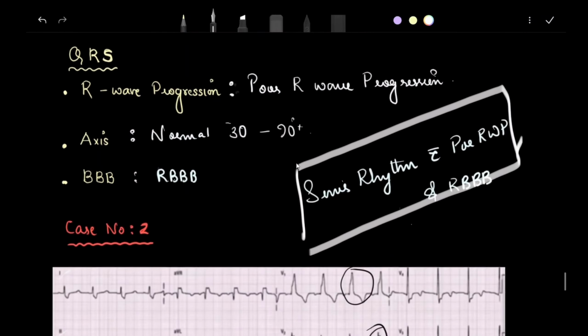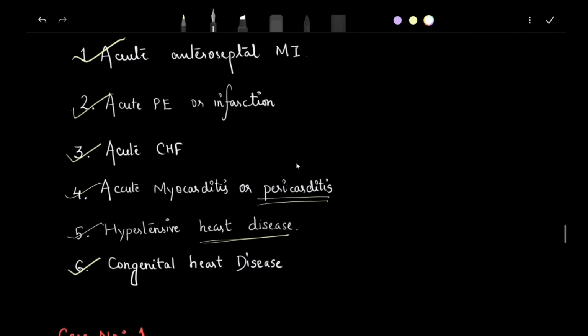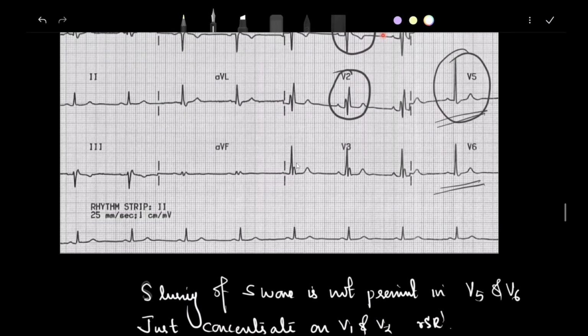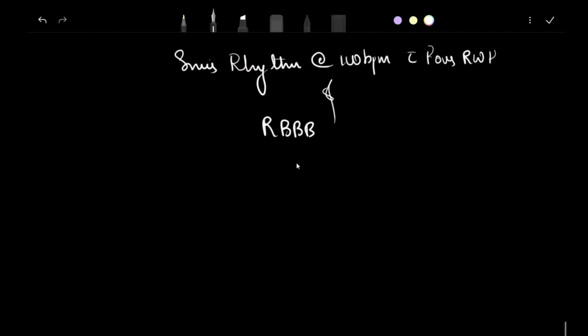So like that, you revise this one. Keep in mind that in V1, even if there is an M pattern or RSR dash pattern, that is enough to diagnose it as RBBB. Sometimes V6 may not show pure slurring of the S wave. That is about the RBBB.